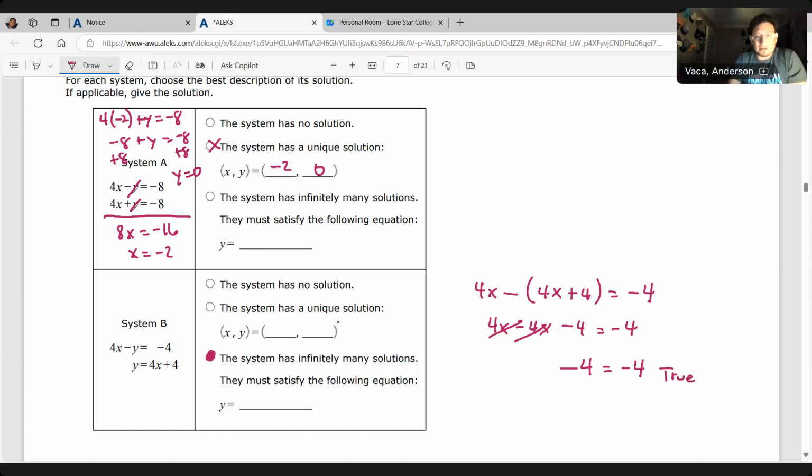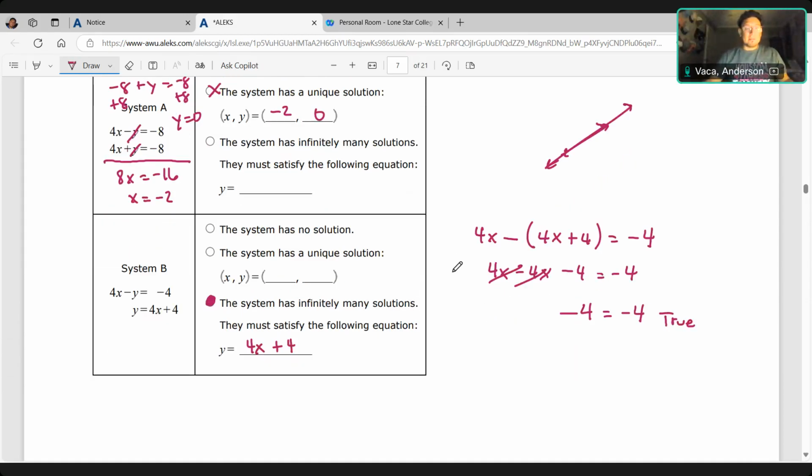And what are those solutions? Y equals 4x plus 4. Remember that that means that there's one line, and then the other line is just on top of it. That's all that is. And therefore, the solutions are just every point that makes up that line. All right, let's go ahead and move on here.